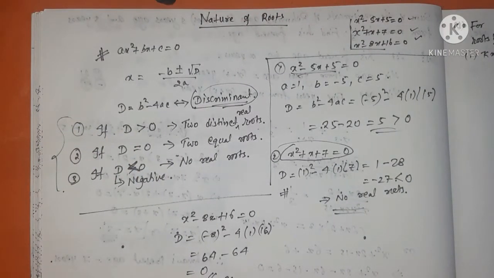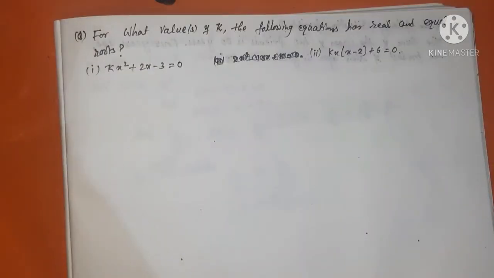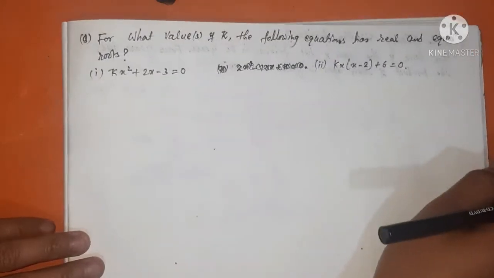If greater than 0, distinct real roots. If less than 0, no roots or no real roots. If equal to 0, equal roots. Okay, now on top of that nature of roots, we have some questions to solve here. So these are CBSE based questions.